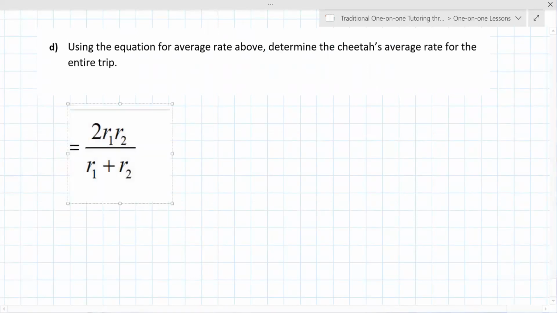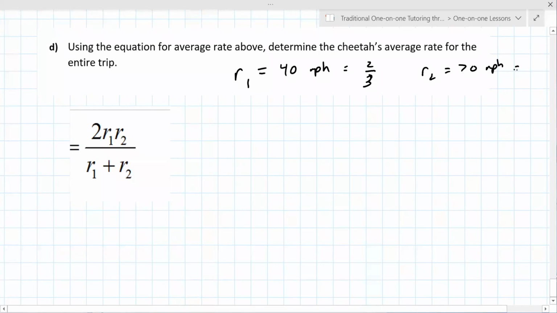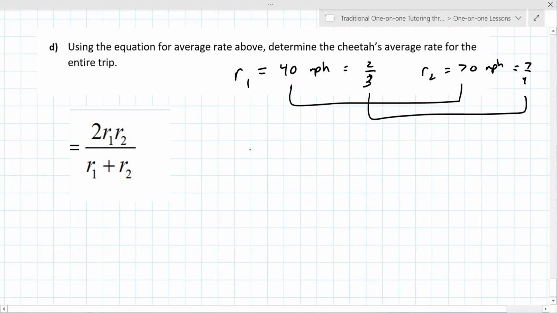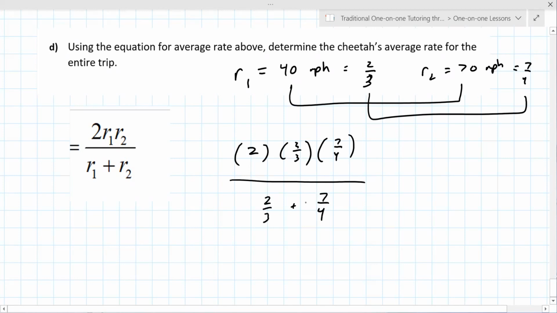Rate one is the 40 miles per hour, which we said was 2/3. And then rate two is the 70 miles per hour, which we said was 7/4. You actually could use either, but let's just use the numbers we've been using. 2 times 2/3 times 7/4. I know the fractions are awful, but we're going to just deal with them. And then it's 2/3 plus 7/4.